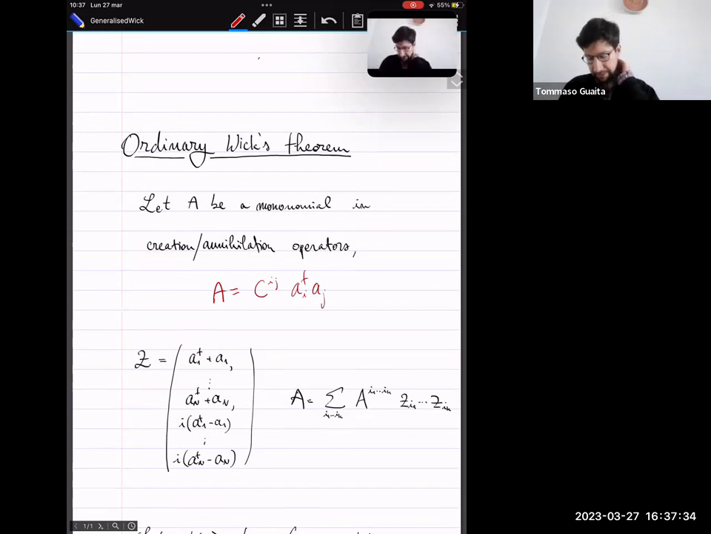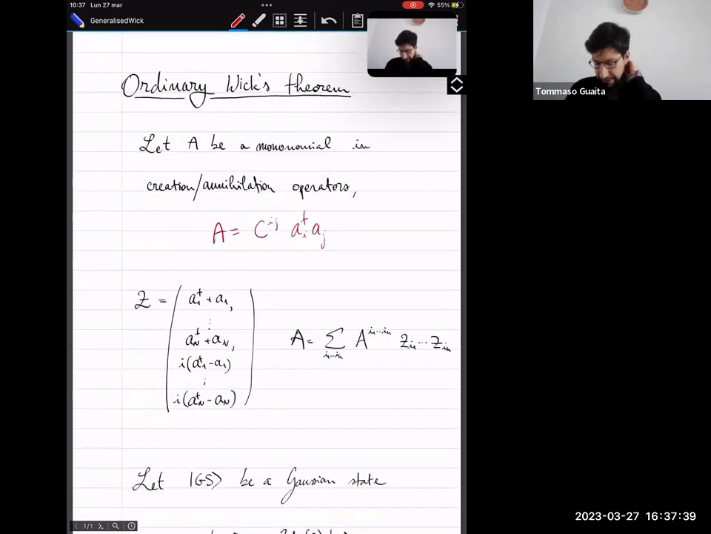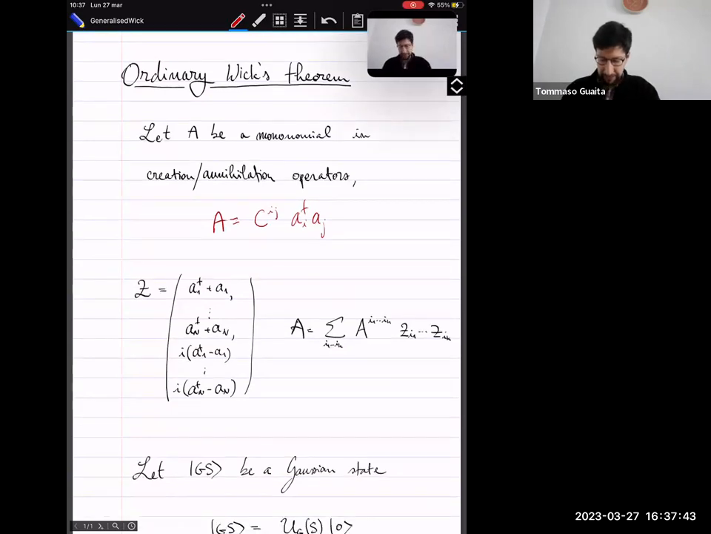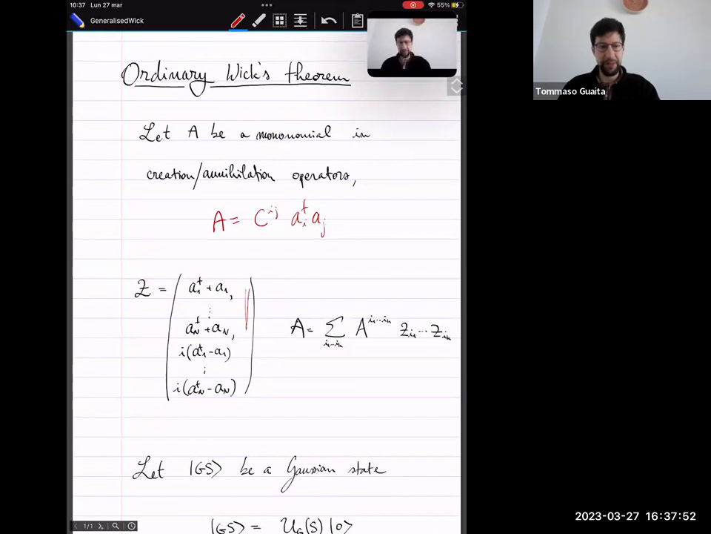To make this more general, instead of using these creation and annihilation operators, I will consider their Hermitian combinations. In the bosonic context, these are usually called the position operators, and these ones are usually called the momentum quadratures. I will collect all of them in one big vector that I call Z.